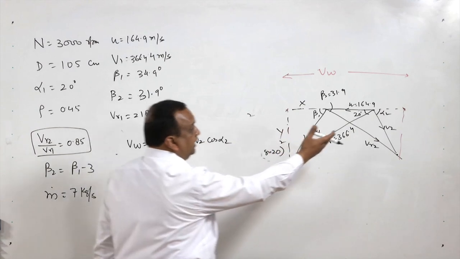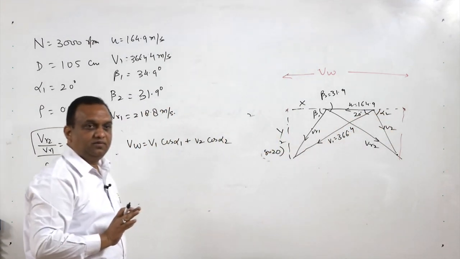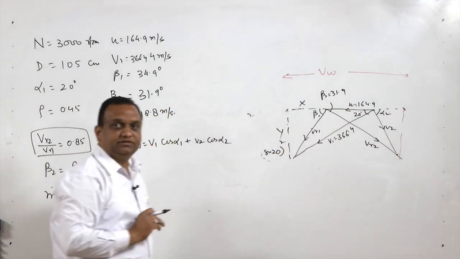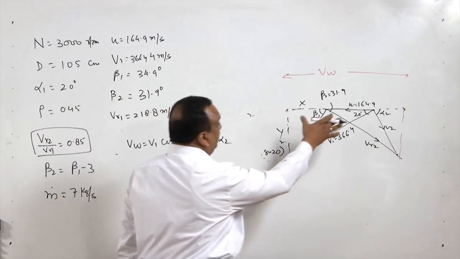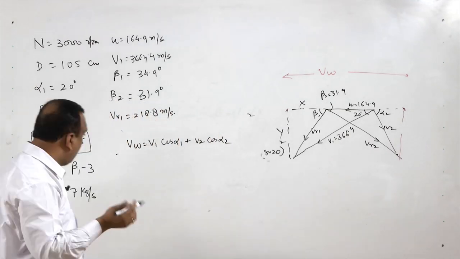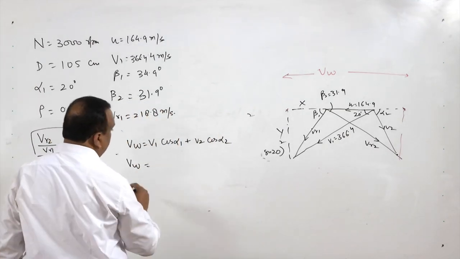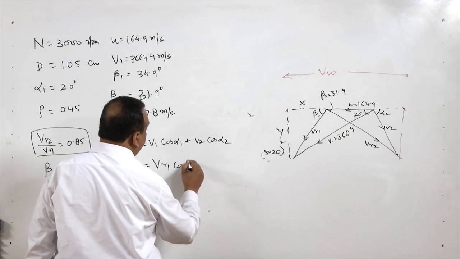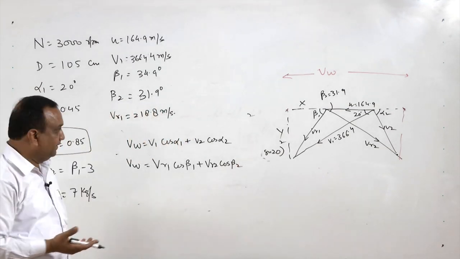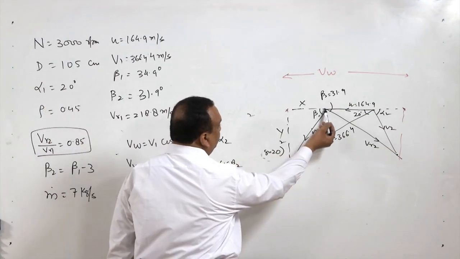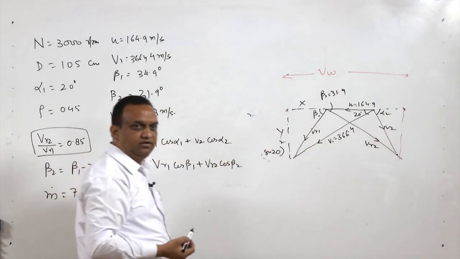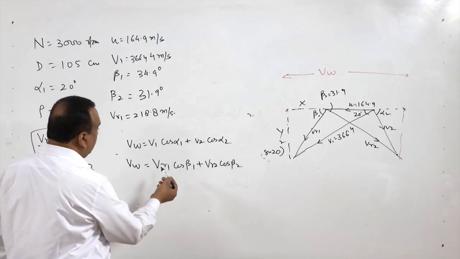So, alpha 2 and V2 we have not calculated yet, but we can always find the value of V2 and alpha 2 with the help of the available information. The whirl velocity Vw is V1 cos alpha 1 plus V2 cos alpha 2, or Vw is equal to Vr1 cos beta 1 plus Vr2 cos beta 2. This is simple trigonometry. Let us see whether the information is available with us.